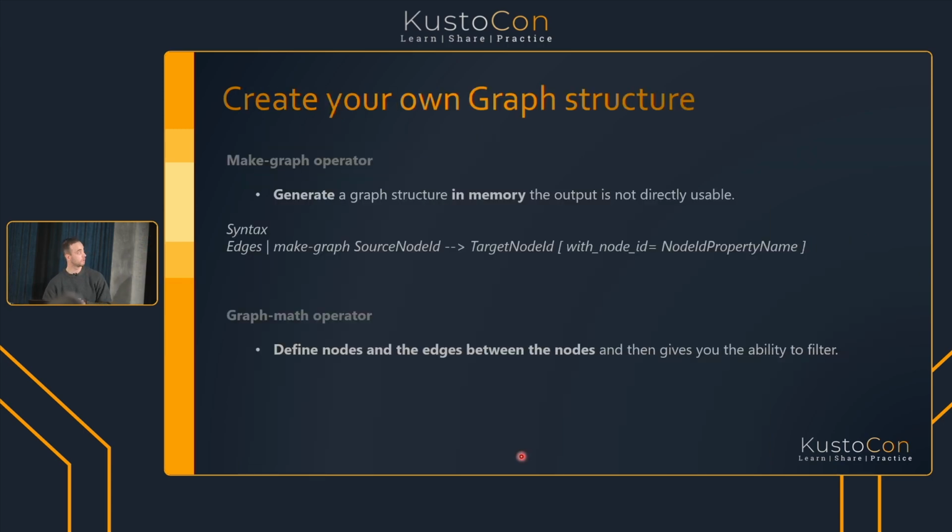What else is available is that you can create your own graph structure. Olaf already talked a lot about it. What I'm going to use today are two operators: the make-graph operator, which generates your graph structure in memory, and the graph-match operator, where you can define your nodes and edges and the relationships between those different nodes, and you can even use it to filter.